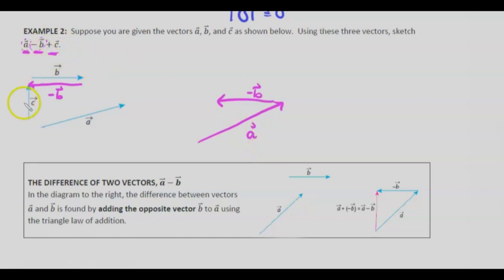Okay, and then we have plus C. So C is going north or up. Okay, and magnitude approximately like this. So this is C. So our resultant vector is here. So this is A minus B plus C, all vectors.